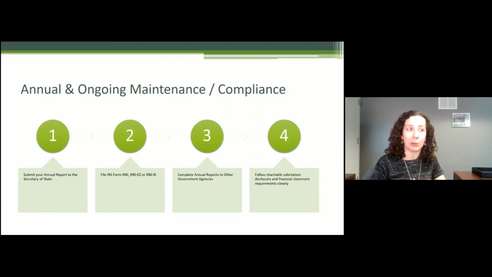And then finally, following charitable solicitation, disclosure, and financial statements. So you need to look at those requirements closely. They can be found on the Illinois Secretary of State's website, and they include things like written acknowledgement of charitable contributions, and organizations must make certain documents available publicly. So you'll just want to check again, Illinois Secretary of State's website to find out what you need to do there.